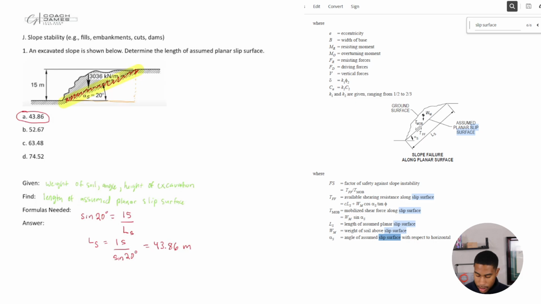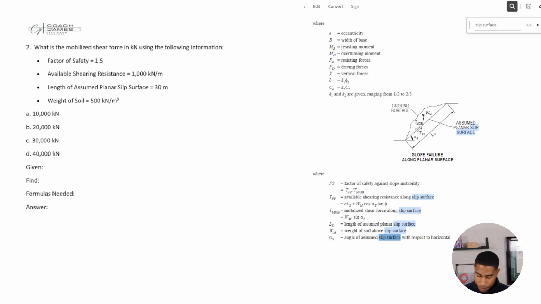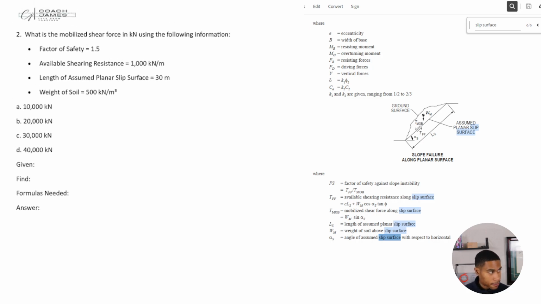Cool. Let's look at number 2. All right. So this one says, what is the mobilized shear force in kilonewtons using the following information? We have a factor of safety of 1.5 and available shearing resistance, which is equal to 1,000 kilonewtons per meter. We have a length of assumed planar slip surface, which is equal to 30 meters. We have the weight of the soil, which is equal to 500 kilonewtons per meter cubed.